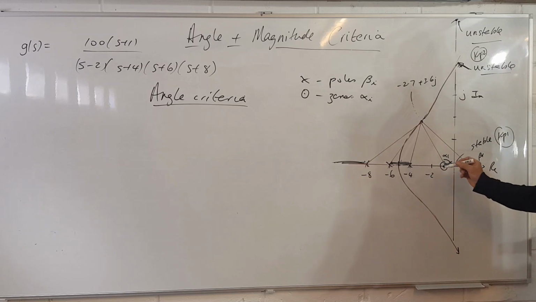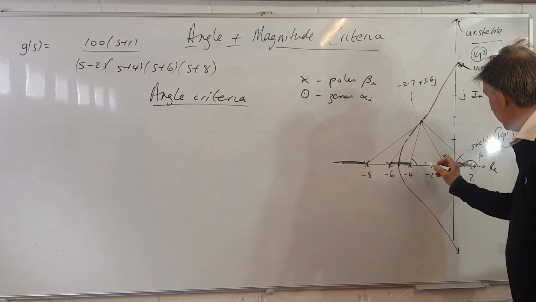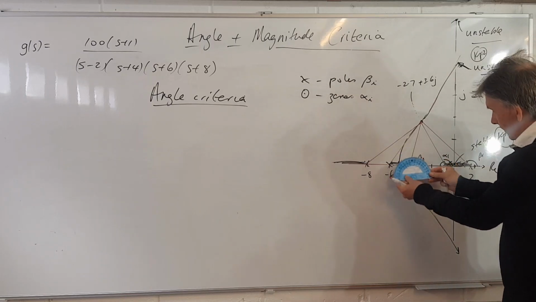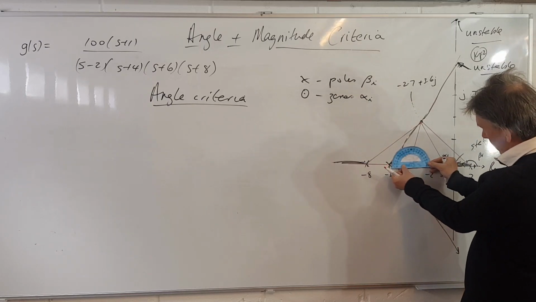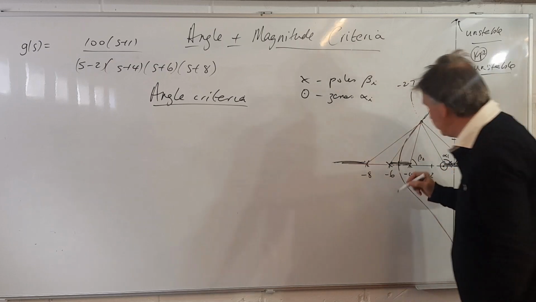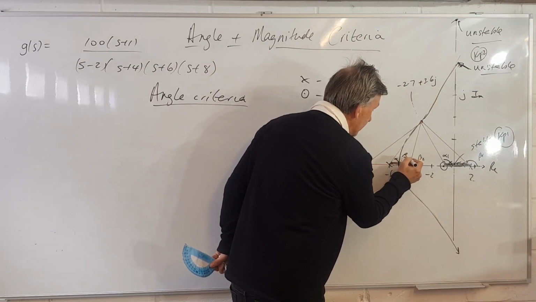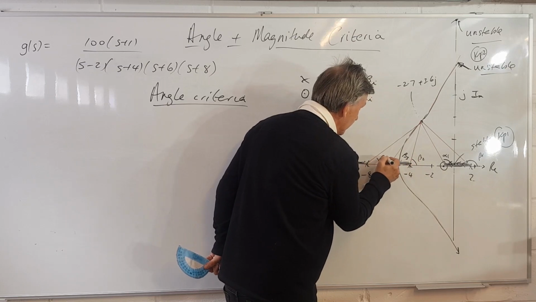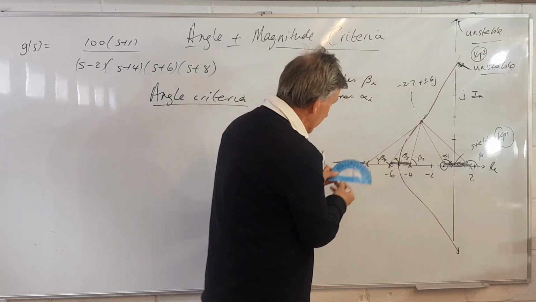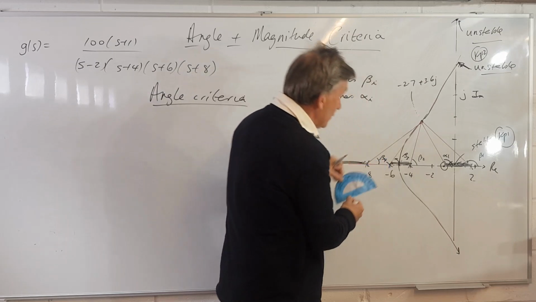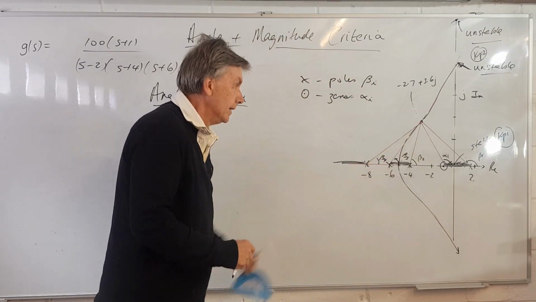Then I get to here, a pole again, so that's beta 2, about 80 degrees. Then I could measure this one, which could be called beta 3, and this one, beta 4. Beta 4 is probably about 40 degrees. So that's how you use a protractor to measure the angles.